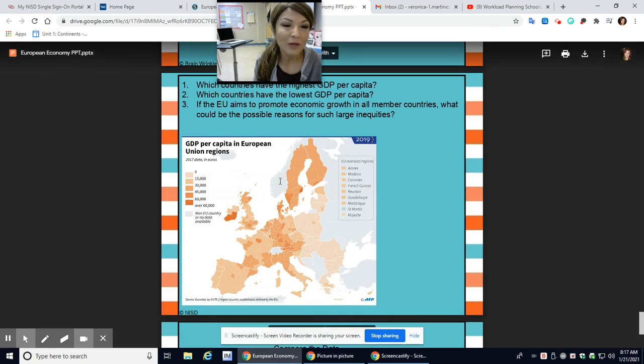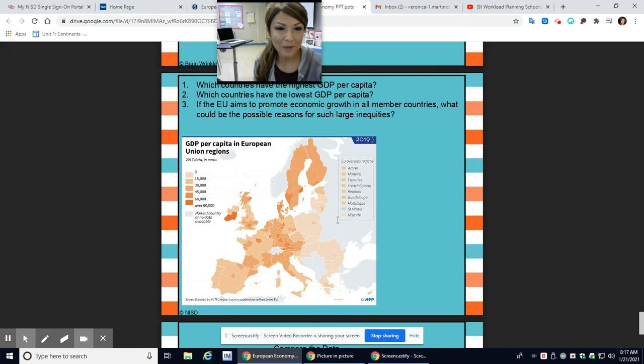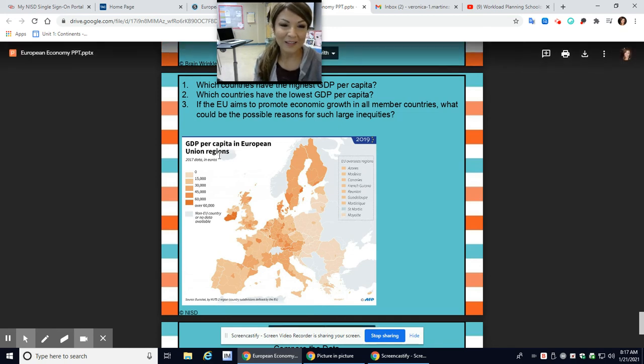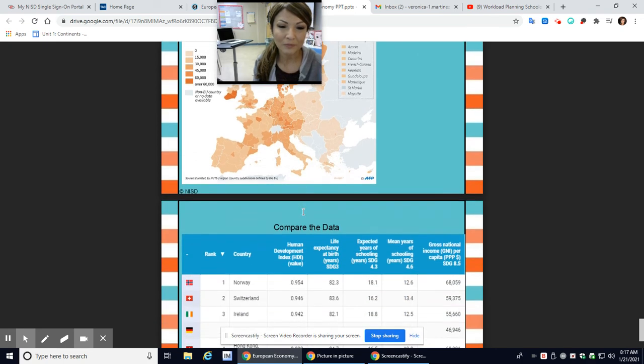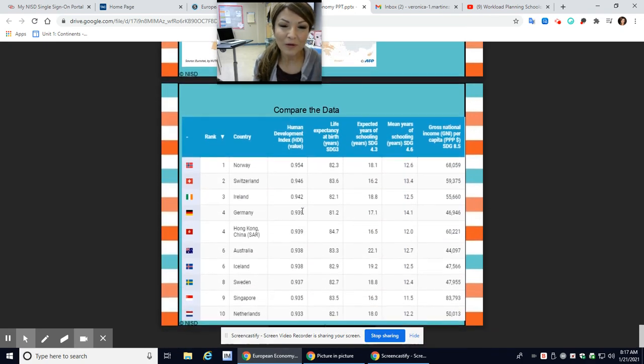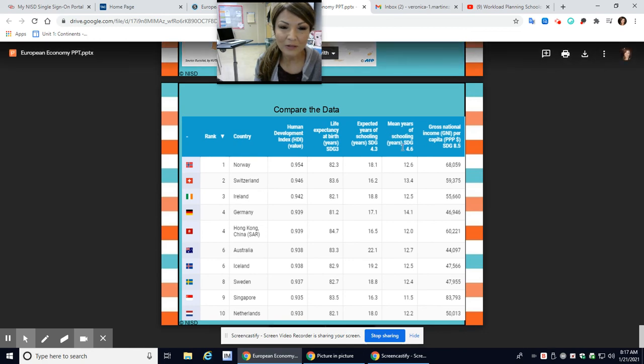So we know whenever you look at a map, what is the first thing you should look at? The title. The next thing you should look at is the keys. Look at the keys. Try to figure out, what is this map trying to give you? What information does it have for you? You're going to compare the data. Again, you're going to read the title and then you're going to read the top line.